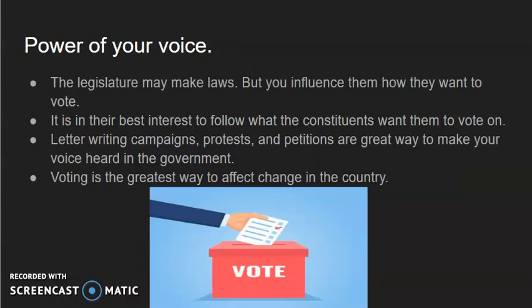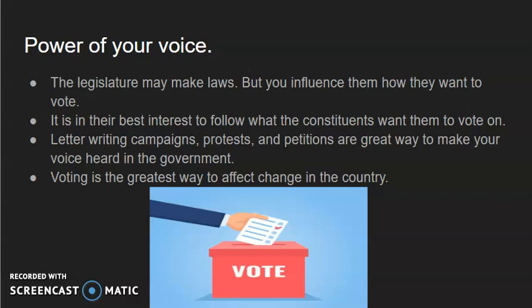The legislature may make laws, but you influence how you want them to vote. So, it is in their best interest to follow what their constituents want them to vote on. You're the people who are voting for them. You're the people who are keeping them in office. If they vote and make laws that the people in their towns, in their counties, in their districts don't like, you have the power to remove them by voting for someone else.